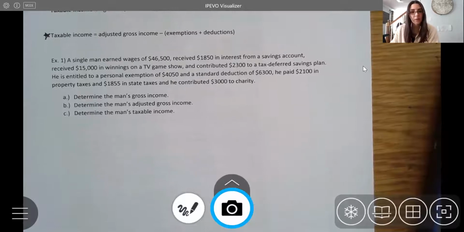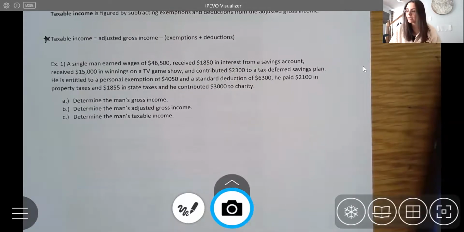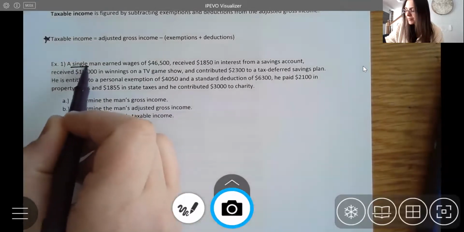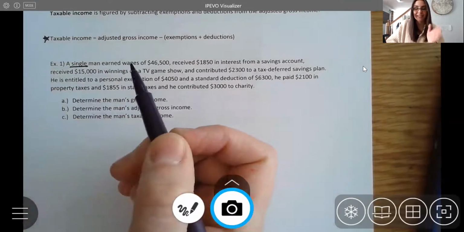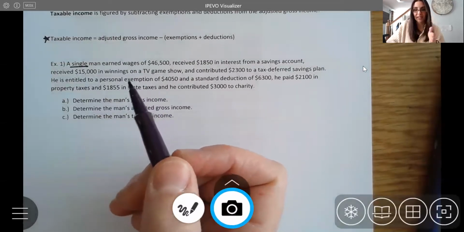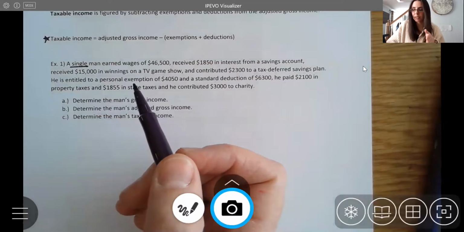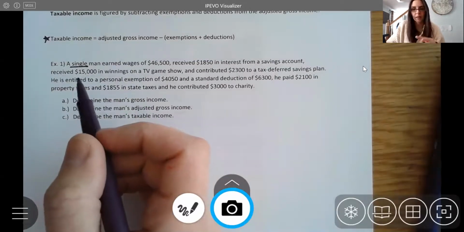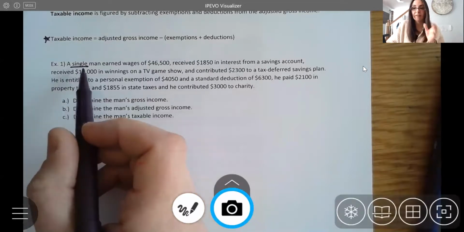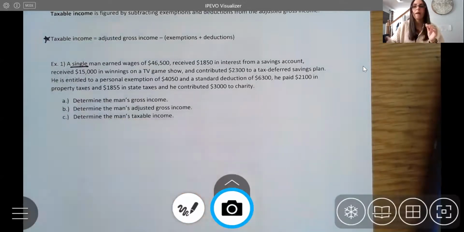All right, so let's do an example. Hopefully this will make a little bit more sense. It says a single man. Now, when I say single, the IRS does actually look at if you're single or married and how you file. So we can say you're single, so you file by yourself as an individual person. It doesn't mean you're not dating somebody. It means that legally you're filing as a single person. They have married designation. They also have married filing separately versus married filing jointly.